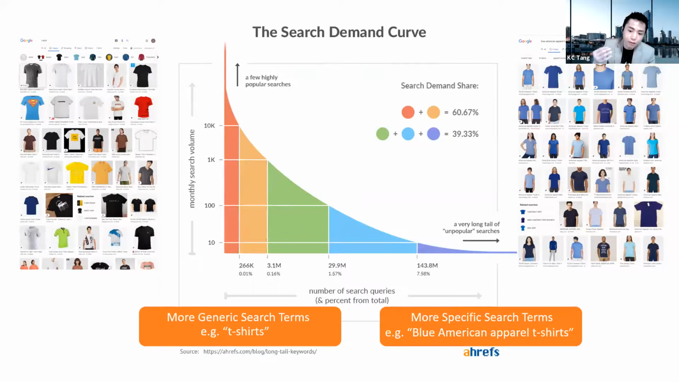But you could turn it towards the right-hand side, the long tail, where you add key phrases to make it more specific, like blue American Apparel t-shirt. Then the search results will be much smaller, so people could find you. It's the same for research. When you come up with key phrases, that's how people search for you on Google or on social media.